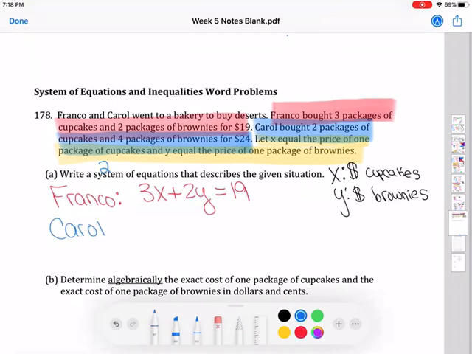Okay, so that's Franco. Take a second. You can pause it if you want to, but I'll just pause for a minute. To write out the equation for Carol.